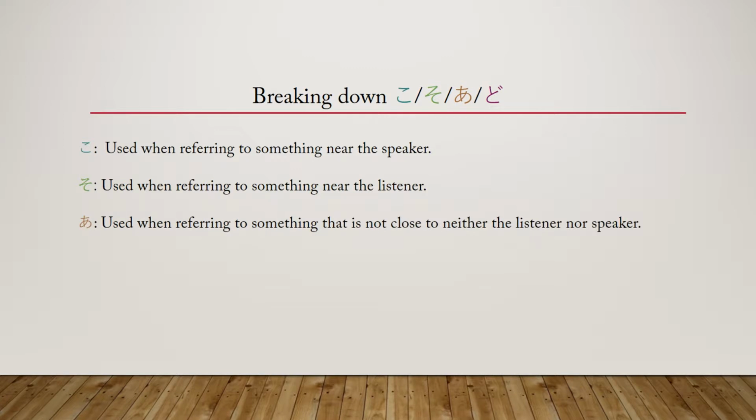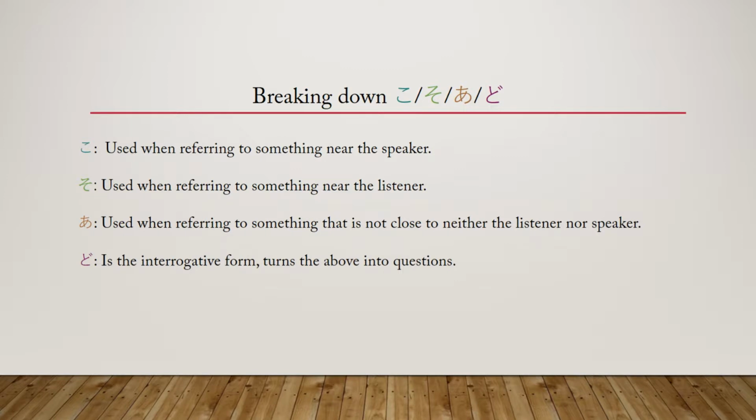Next, we have a. A is going to be used when referring to something that is not close to the listener nor the speaker. So that would be something that's far away from both people that are having the conversation, or the group that's having the conversation. And then finally, do is going to be the prefix that is the interrogative. That just means that it turns whatever the suffix, the rest of the part is, into a question.